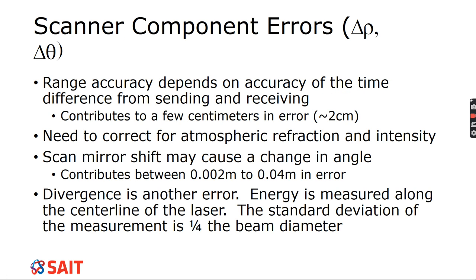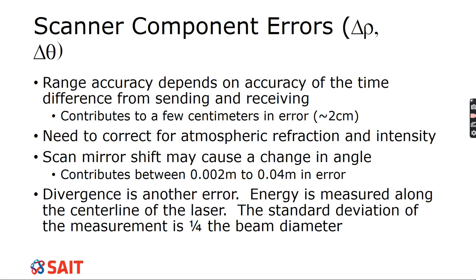So the scanner itself has two types of errors. One of them is the range, the other one is the accuracy of the angle. The range accuracy depends on the time differencing. Time errors are a big deal. Just think back to the GPS time errors, same idea. We usually end up with about 2 centimeters of error with the range accuracy.